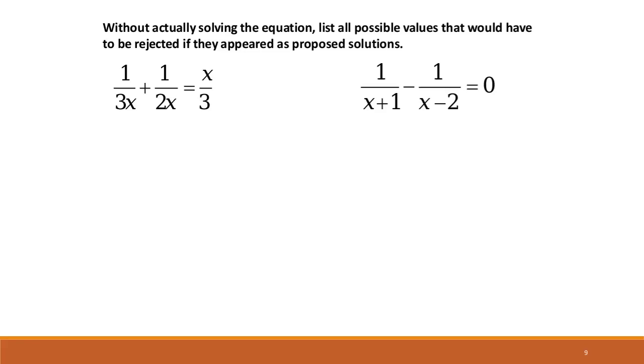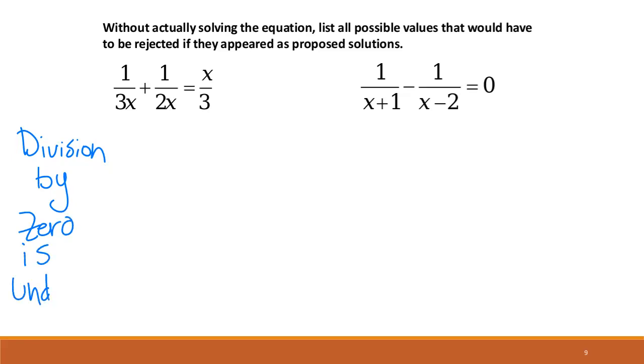So here, these are called rational functions. And so we're going to work with these rational functions. The first thing we have to realize when we're solving rational functions is that division by 0 is undefined. That's a rule. So we know that division by 0 is undefined. So with that being said, we cannot get 0 in a denominator of a fraction.